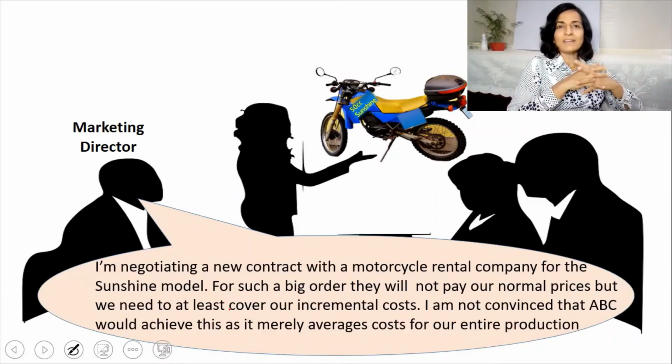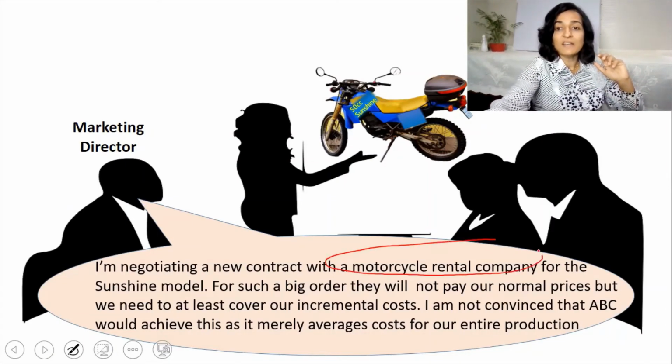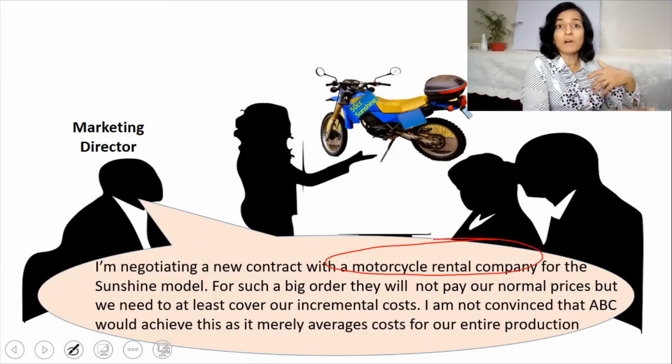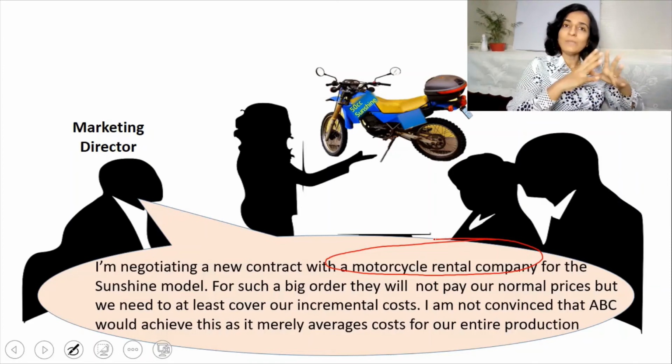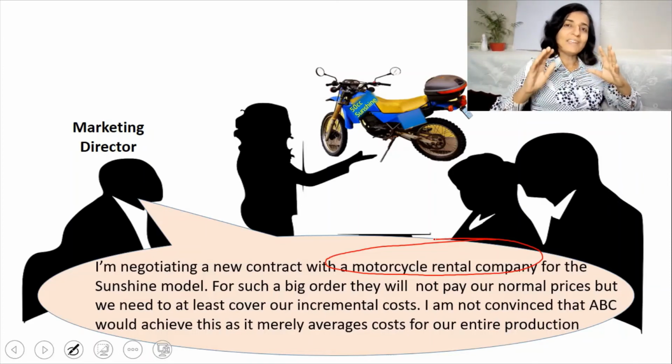So what does the marketing director say? He says that there is a new contract coming up from a motorcycle rental company. So we should give our quote as to the price at which we are willing to sell the Sunshine. At what price will we quote? He's telling that ABC will not give any additional information to him. Do you think he is right? Now let me give you an example. You are making cutlets in your house, okay, and you're marketing it.